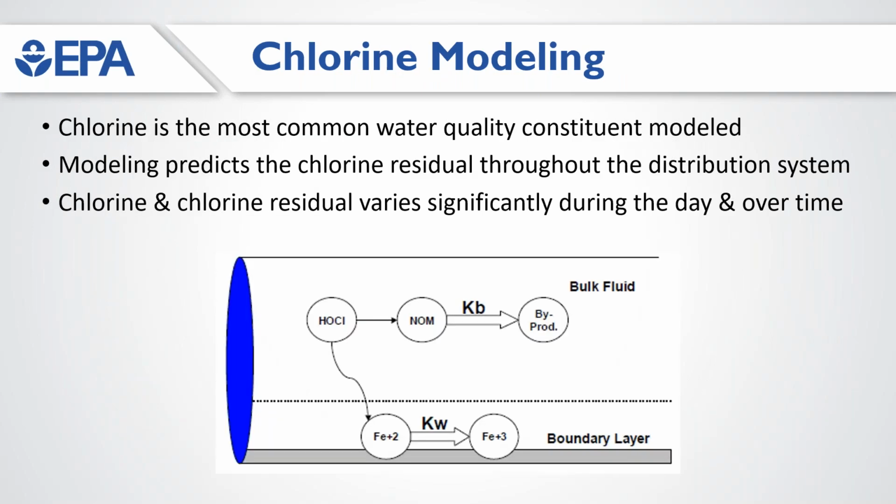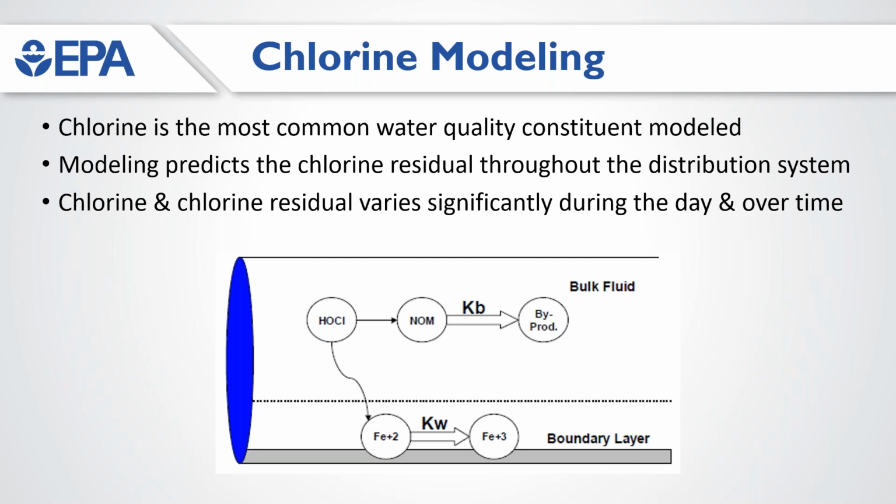Okay, last but not least, chlorine modeling. Chlorine is the most common water quality constituent modeled. So basically, we need to predict chlorine residual. Now people more and more often use chromium. Anyway, it's quite important in distribution system water quality. Chlorine and the chlorine residual can vary significantly during the day.